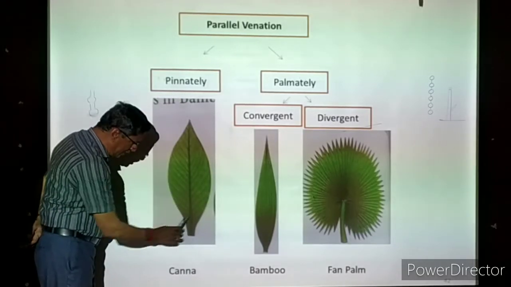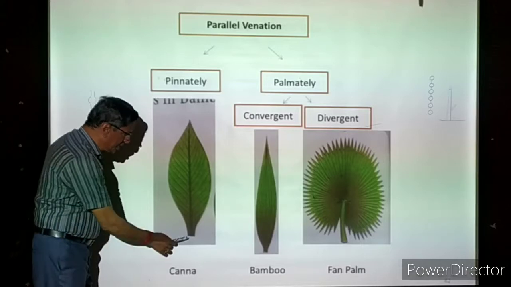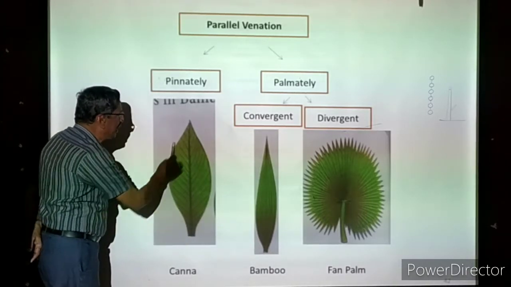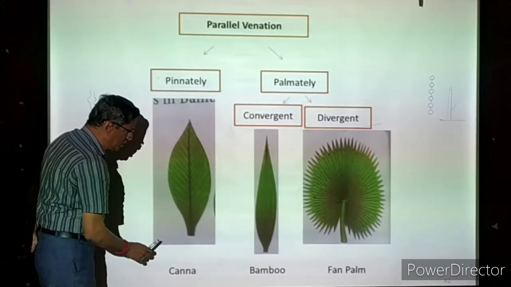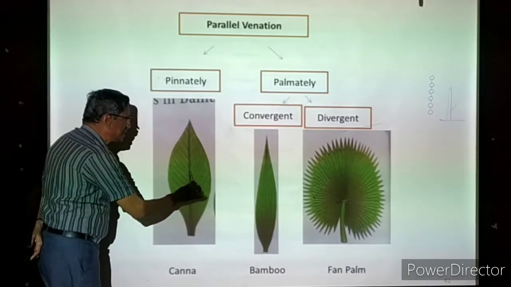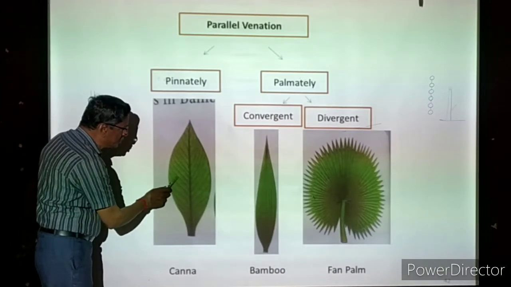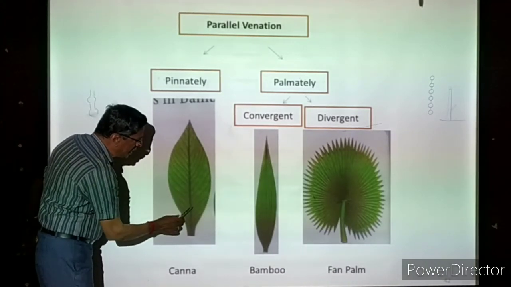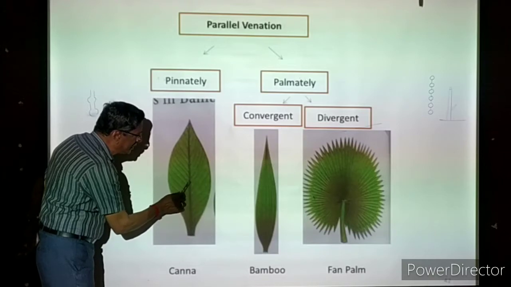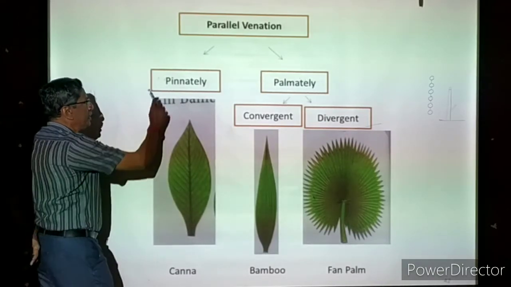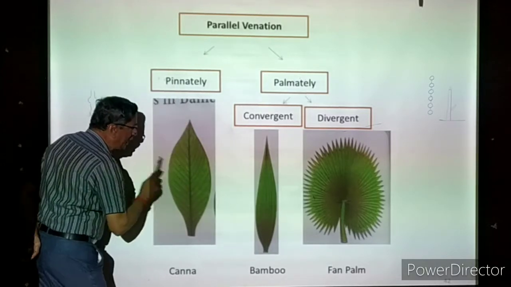Now I am taking one leaf, canna, leaf of canna. Now stalk of the leaf is there. Now stalk means petiole is there. This is the lamina. Okay, the green flattened part is called a lamina. Here the midrib is present. Okay, the central midrib. Now all the veins are running parallel to each other on either side of the midrib. If the veins are arising on either side of the midrib, then it is called what? Pinnate. Okay, pinnate. So pinnately parallel venation.